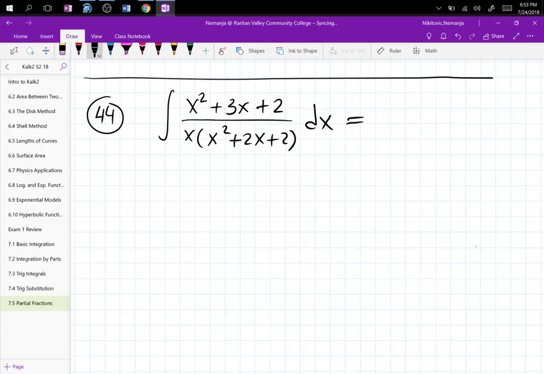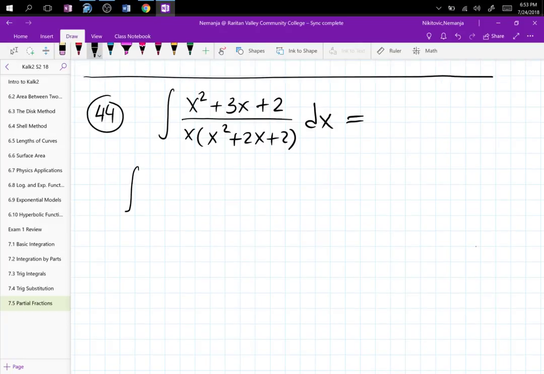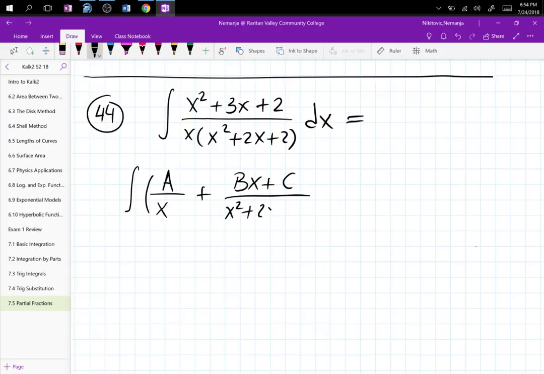Well, it's already set for the partial fraction decomposition because it's already factored, and they told you that the quadratic piece is unfactorable, irreducible. So what we have is the first one is x, so A over x, that's a linear, so it just gets a constant. And then you have dx, let's put parentheses, plus, and now it's a quadratic, so it's going to be Bx plus C, divided by x squared plus 2x plus 2, dx.